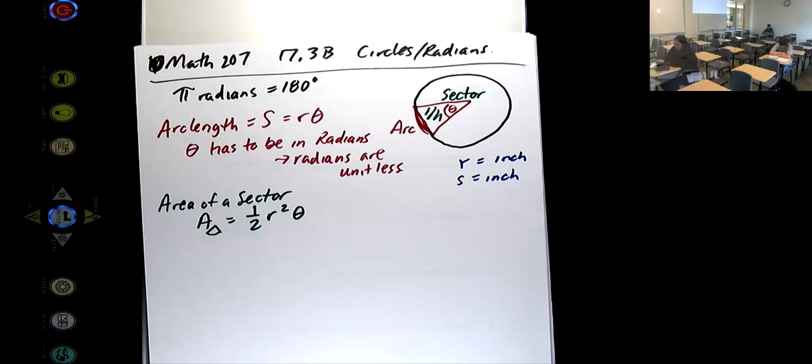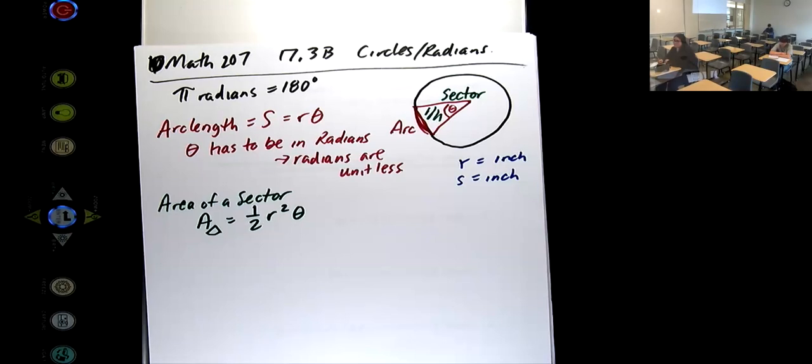And I can show you something. We're going to be doing the area of the segment in a little bit too. Maybe I'll wait and show it to you then, why we don't use degrees.